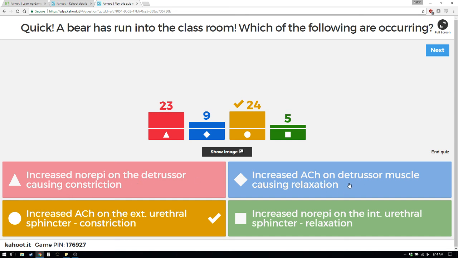And again, you're not in a very parasympathetic state at that point, right? You're not in the rest or digest state. Increased norepi effect on the internal urethral sphincter causes relaxation. Why is this not correct? It should be constriction, right? You want to squeeze down on that because you don't want to go to the bathroom. You want to have inhibitory effects there to hold on to that urine, okay? So that's not correct. But why is this one right? Increased acetylcholine on the external urethral sphincter causes constriction.